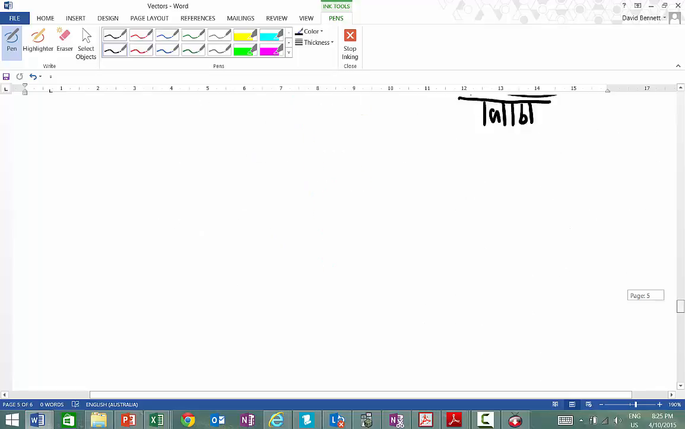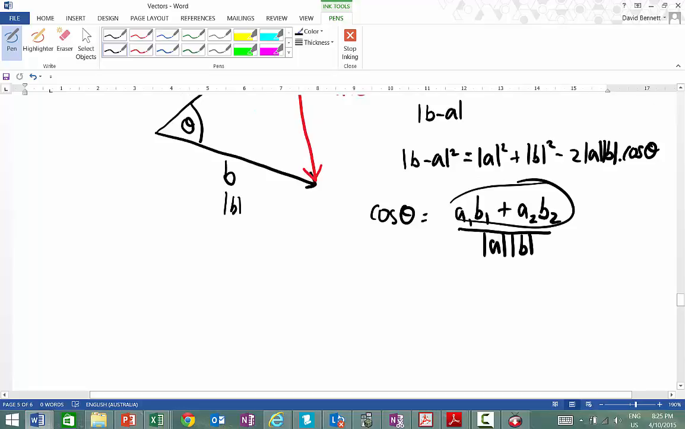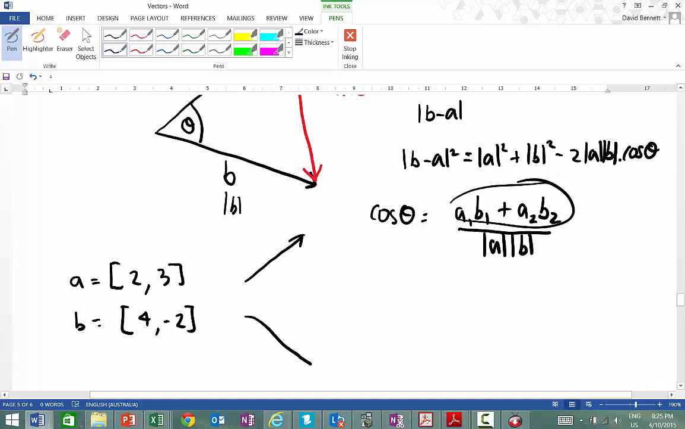So let's have a go at doing a question that will hopefully make sense to you. Let's say we have A which is equal to the vector 2, 3, and B which is the vector 4, negative 2, right? So we know that vector would be going across 2 and up 3. This is the vector which goes in the X direction 4 and down 2. Doesn't it? It goes that sort of way. So we're looking at the angle between these two things here.